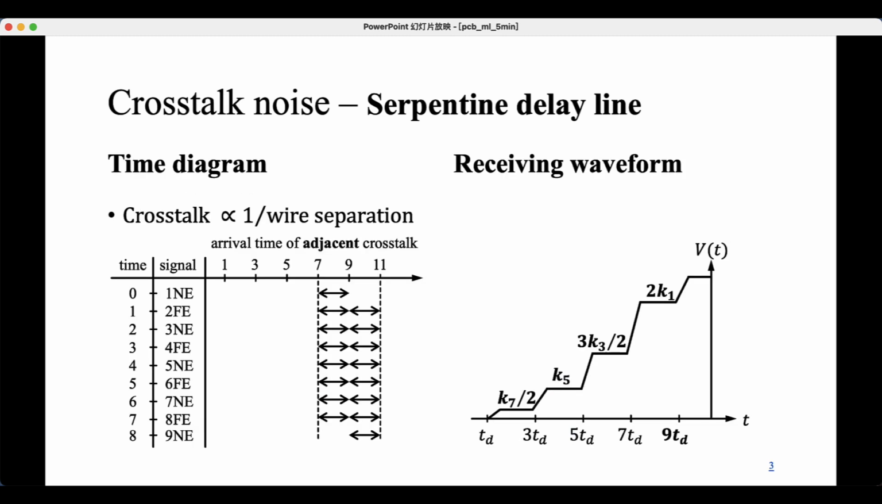As shown in the figure, the accumulation of adjacent crosstalk may exceed the threshold of logic switching at the receiving end before the main signal's arrival, leading to a speed-up effect on the wire.